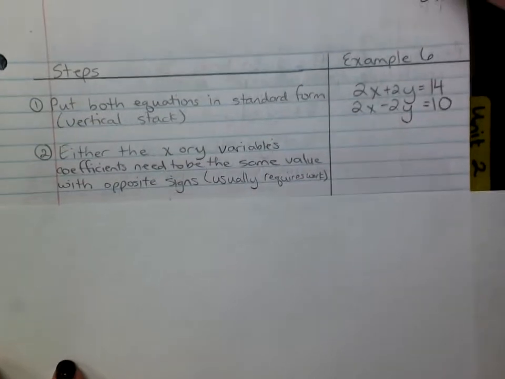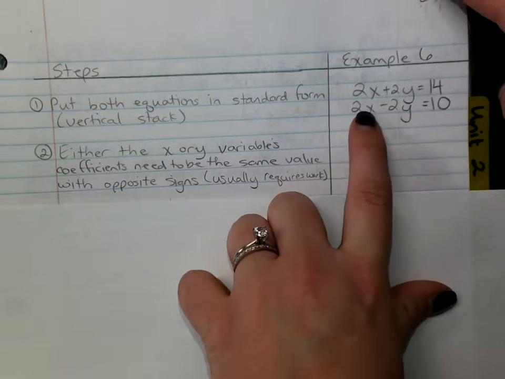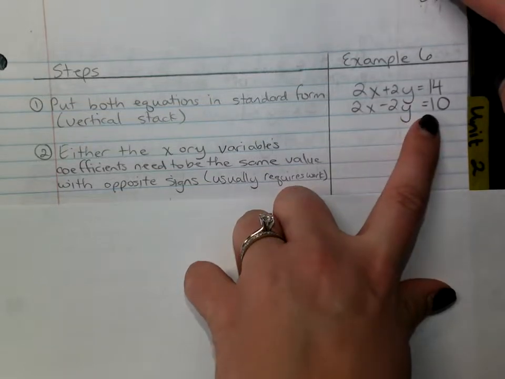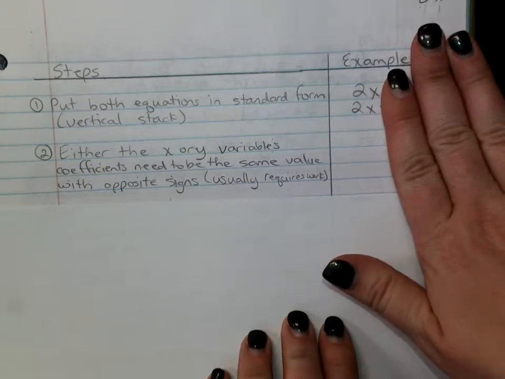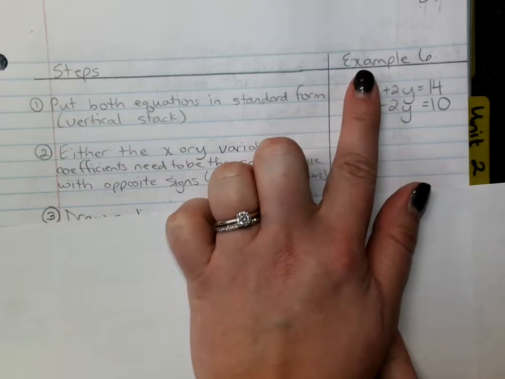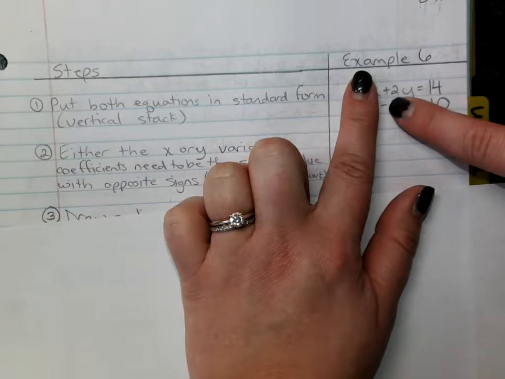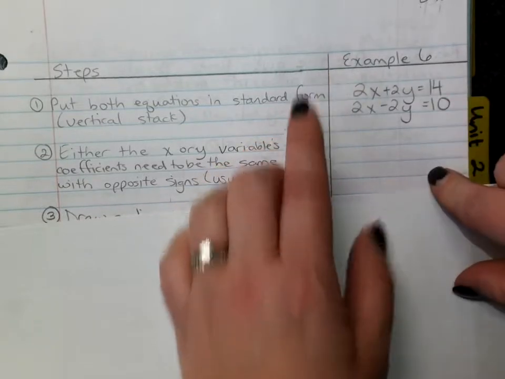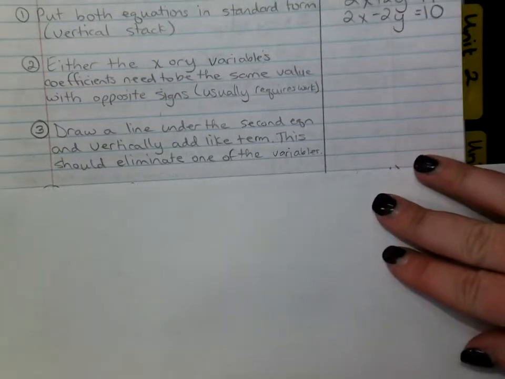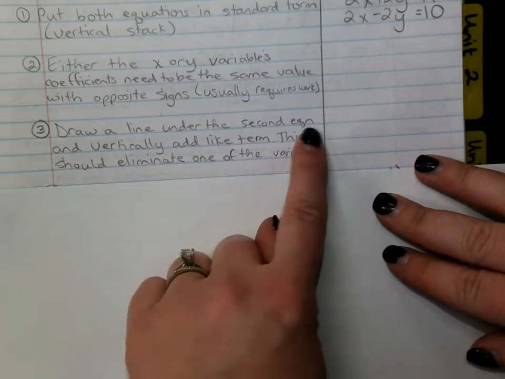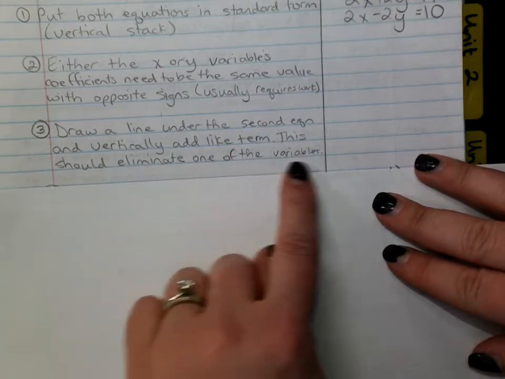If we look at the example here, we have 2x plus 2y equals 14, and then 2x minus 2y equals 10. If you look at the x variables, they're the same number, but not opposite signs. If you look at the y variables, they're the same number, 2 and 2, but one is positive and one is negative. That's what you need, the same number with opposite signs. Once that's done, this is the weird part, you draw a line under the second equation and vertically add like terms. This should eliminate one of the variables.